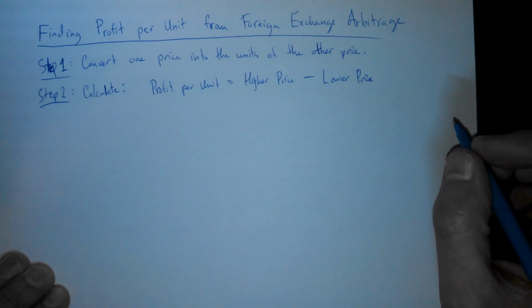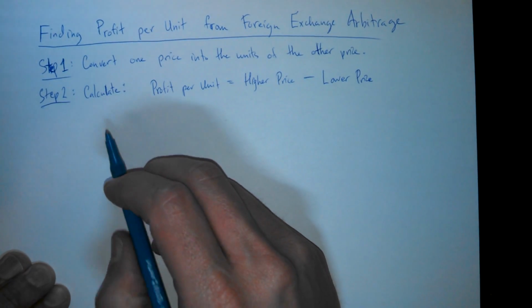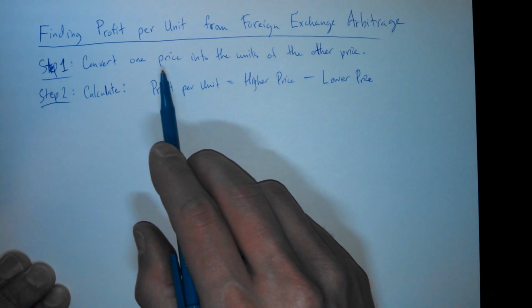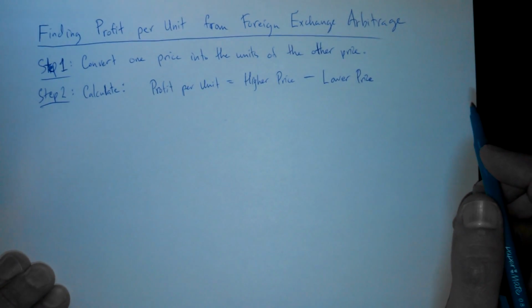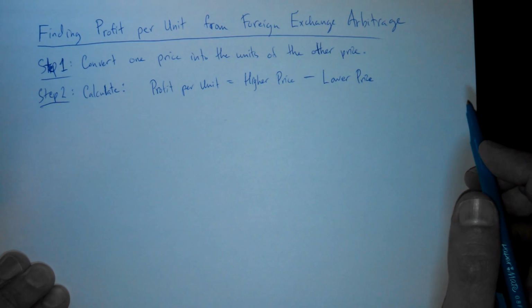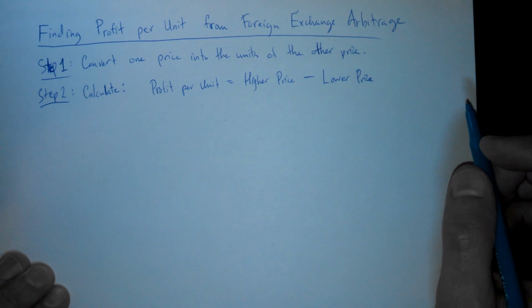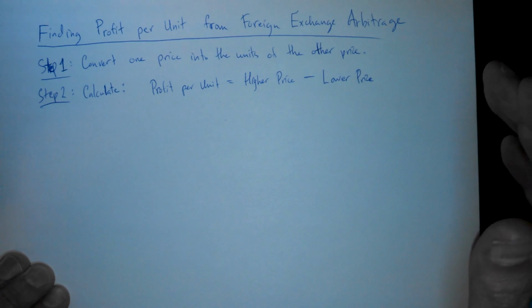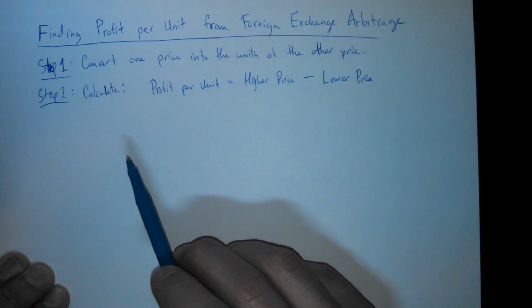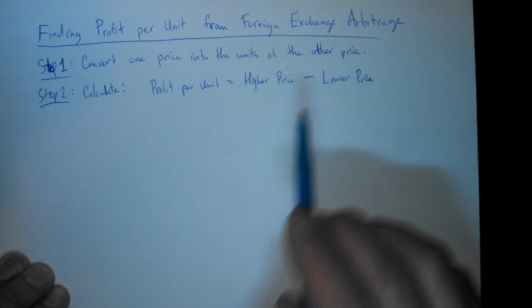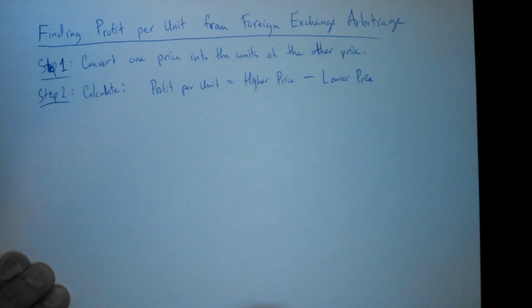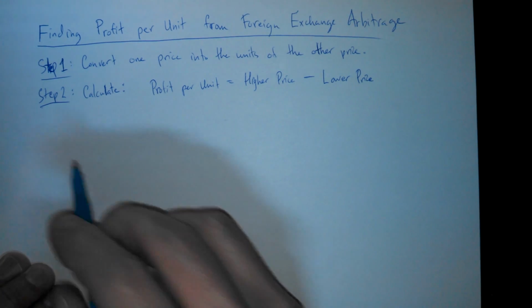So the first thing you should do, step one in the process, would be to convert one of the prices into the units of the other price, right? That way you'll be comparing apples to apples. The next step is then to just calculate profit per unit, and it just equals the higher price minus the lower price, right? Okay, so those are the two steps.